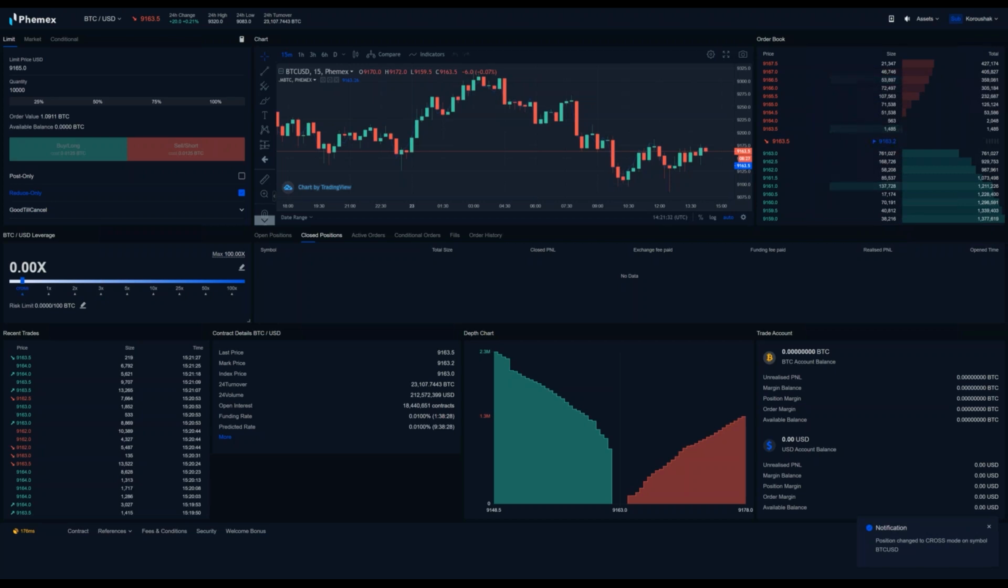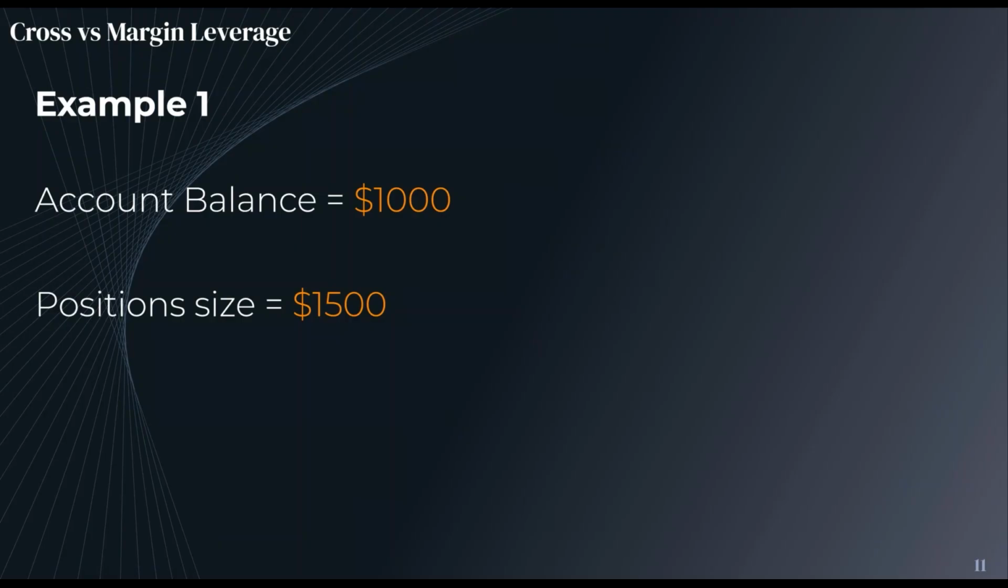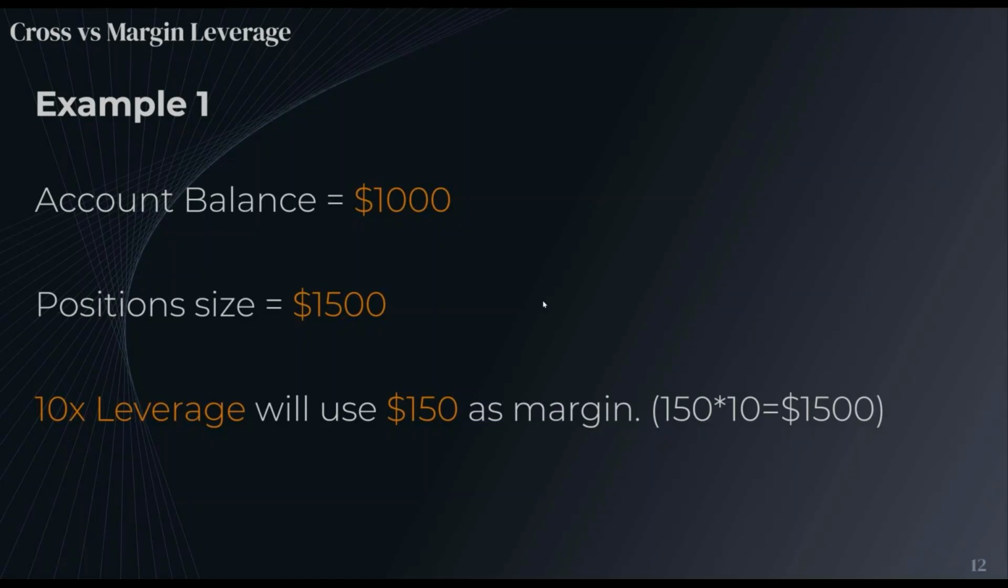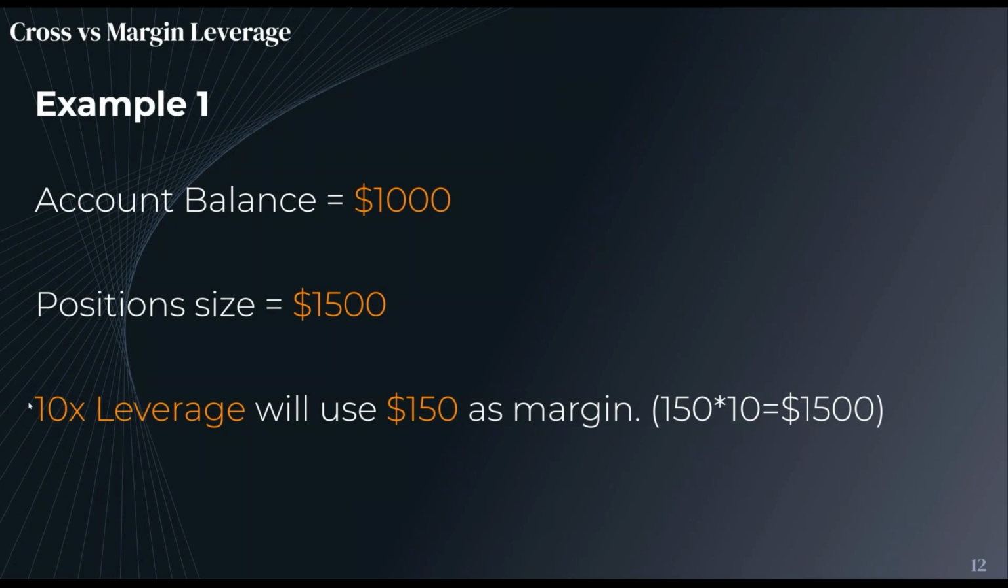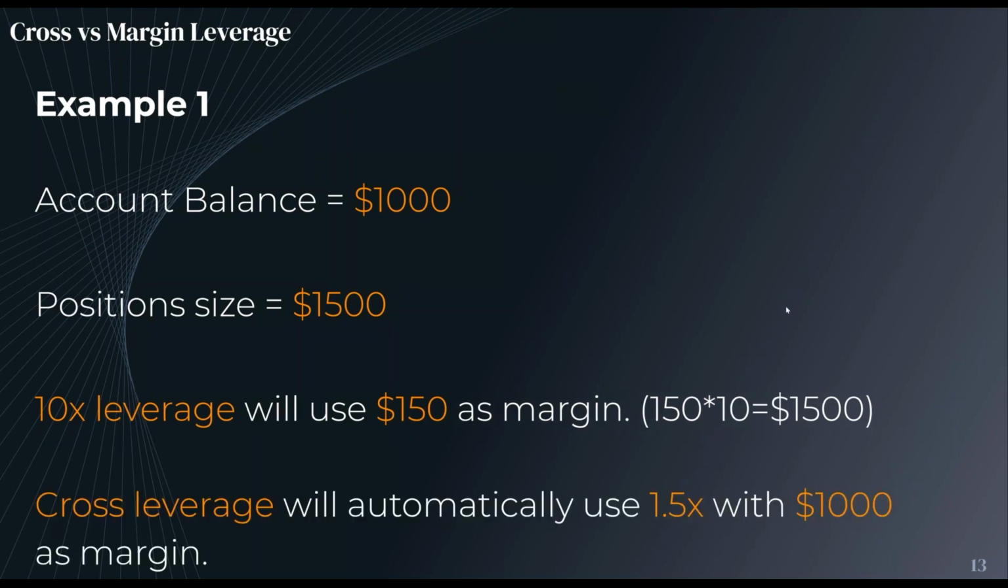Now I'm going to present two examples to explain the difference between these two types of leverage. Okay, so example 1. Assume your account balance is $1,000 and your position size, which you're trying to open, be it long or short, is $1,500. Now, if you have a fixed leverage, say you set it manually at 10x leverage, you will use $150 as margin, which is just 1,500 divided by 10. So the amount of capital you put at risk to open a $1,500 position is $150. Now, if we were using cross leverage, our leverage would have automatically been set at 1.5x using our entire account as margin. And that is, in essence, the difference between the two types of margin.